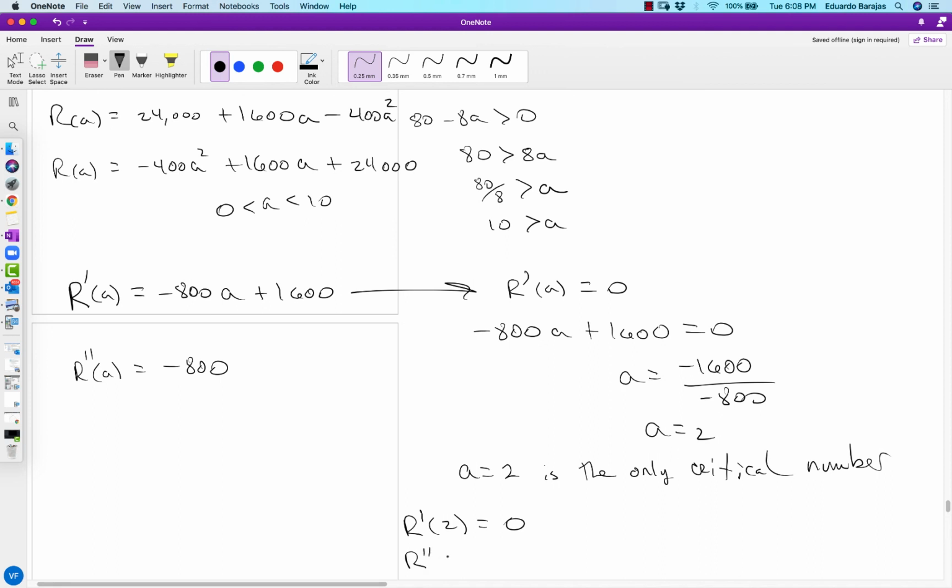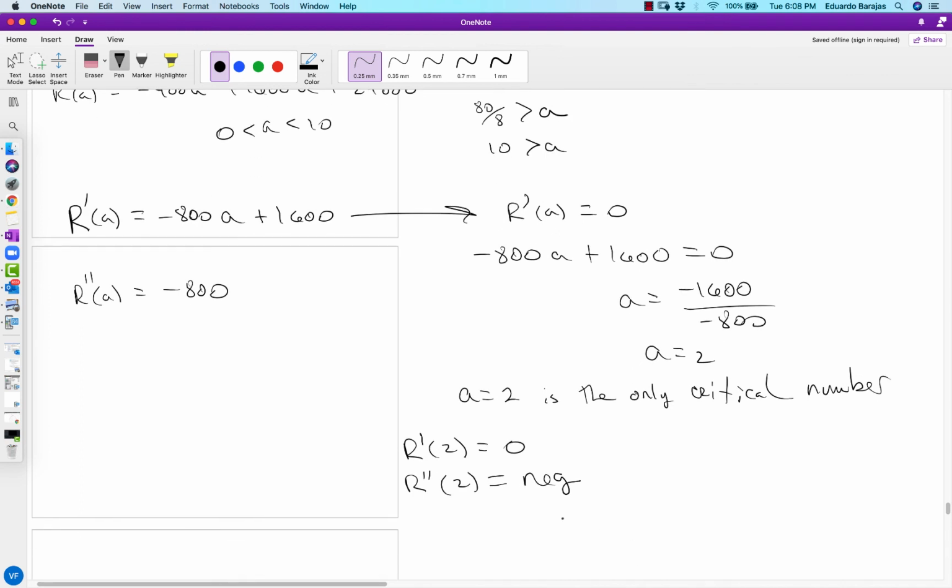And because the second derivative is always equal to negative 800, we know that it equals negative 800 when we evaluate it at 2, or that it equals a negative number. So all that together lets me know that we have a local maximum at A equals 2.